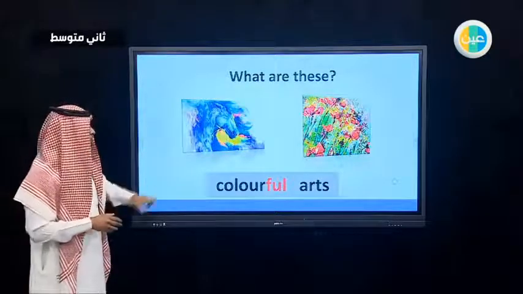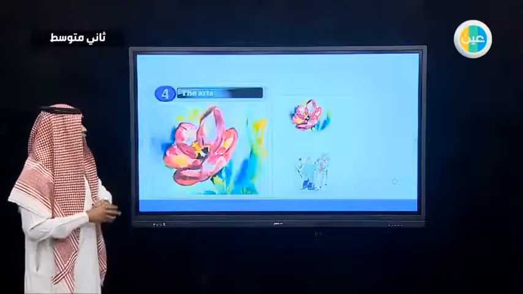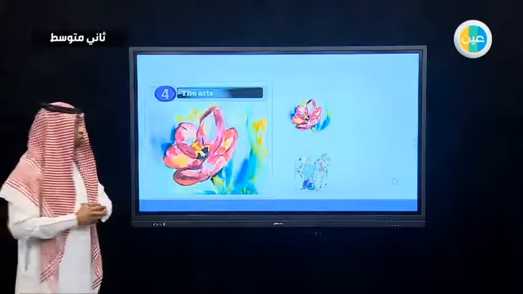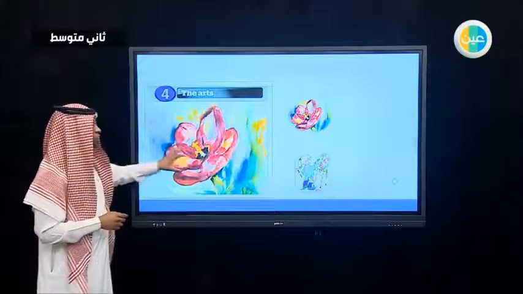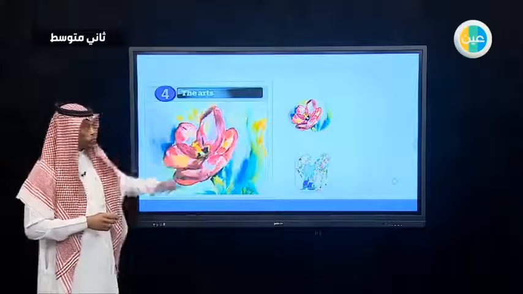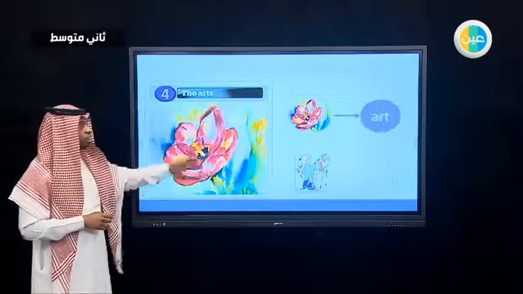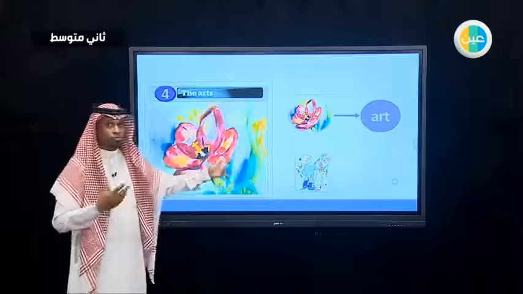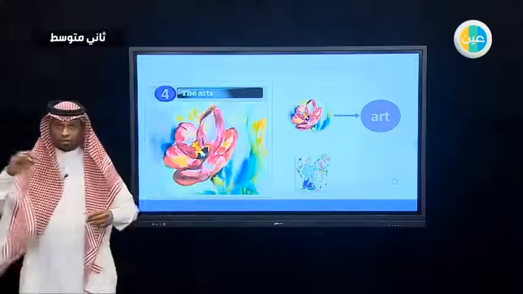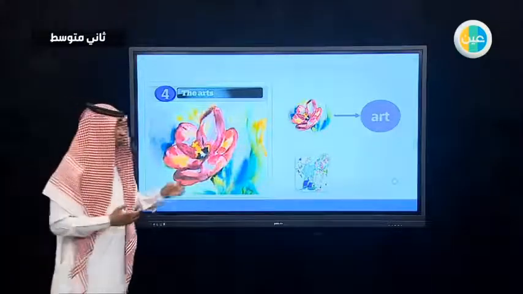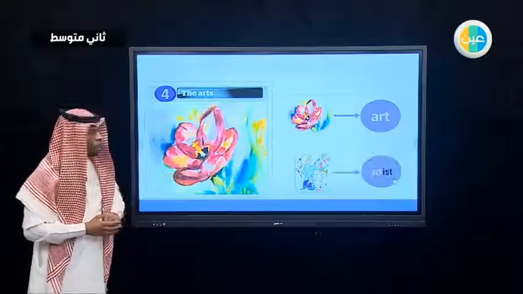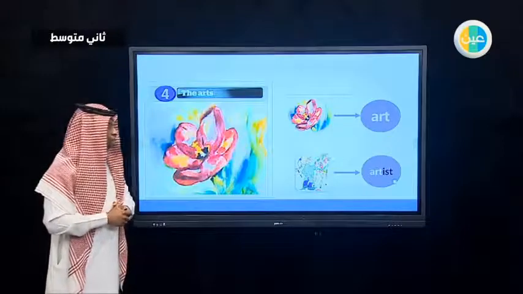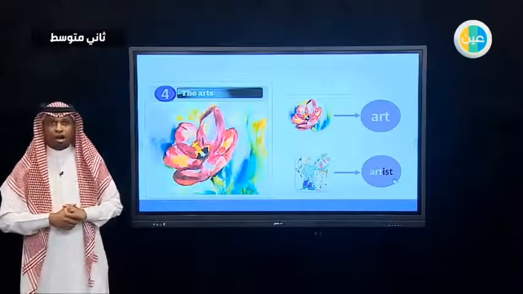Now let's move to the next one here to see that this is the cover of this unit or module. So we have here arts, and we have this person. What do we call this person who paints? Artist. Good. This is an artist, or she is an artist.